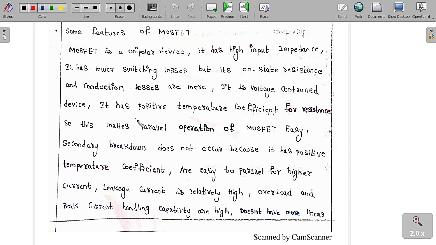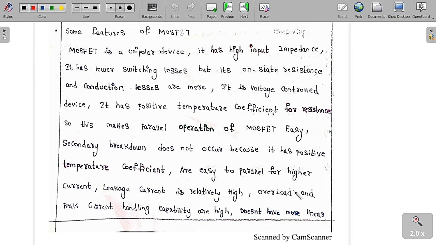This is a voltage control device, and it has a positive temperature coefficient for resistance. As the temperature increases, its resistance also increases. So this makes parallel operation of MOSFET easy. Secondary breakdown does not occur because it has a positive temperature coefficient, whereas secondary breakdown is going to occur in the BJT. Secondary breakdown is absent in both the MOSFET and also the IGBT, because these have a positive temperature coefficient for resistance. This is the way we use them for parallel operation.